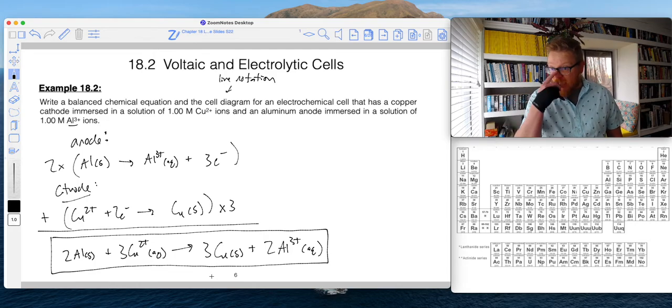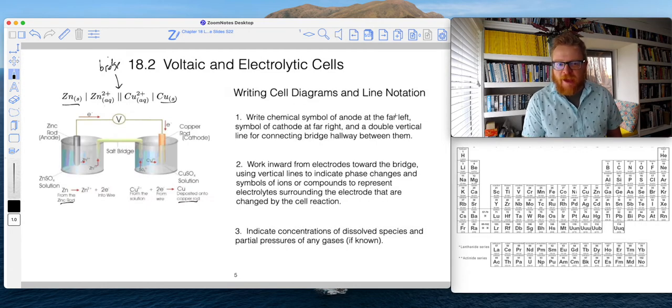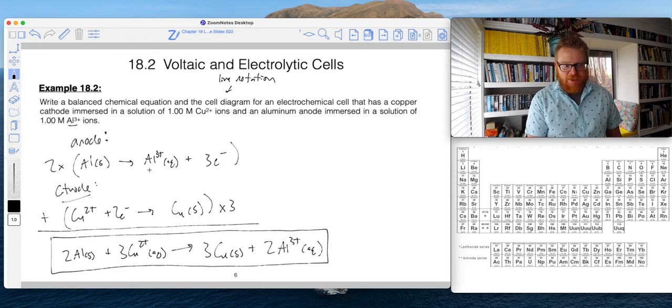But now to get the line notation for this, we recall, right, we start with the anode at the far left and the cathode at the far right. And we're going to make it look like these reactions. So in my anode, I can start by saying aluminum solid, and I'm going to draw a line, and we'll say Al3 plus, and in this case, I know the concentration, so I'm going to put a parenthesis, 1.00 molar. And that's just a shorthand way of writing this. And now we'll say double line, so that's my bridge.